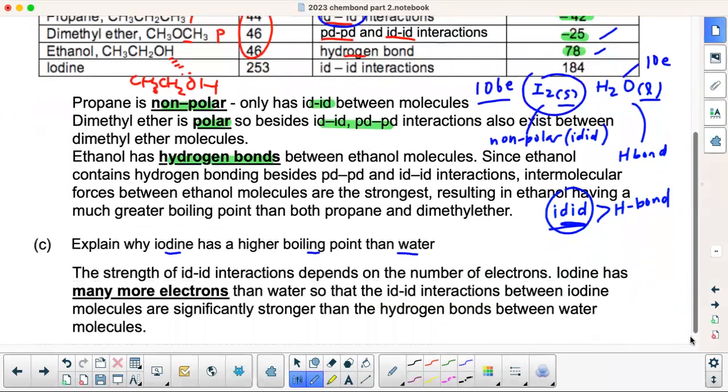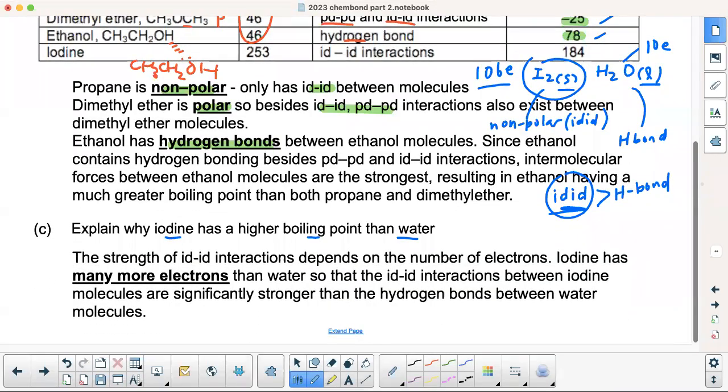So over here, the strength of the ID depends on the number of electrons. Iodine has many more electrons, as I just calculated for you, so the ID is stronger. In this case, ID is significantly stronger than the H bonds. So do not think H bonds always must be stronger. A molecule with a lot of electrons, the ID can be stronger. So it's all in the context of the question. With that, I think you can do some questions. This is a very important concept. I'm just trying to show you that ID can be stronger than H bonds, provided the molecule has a lot more electrons.